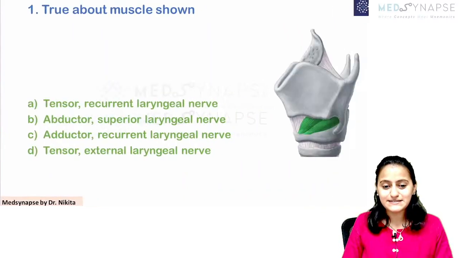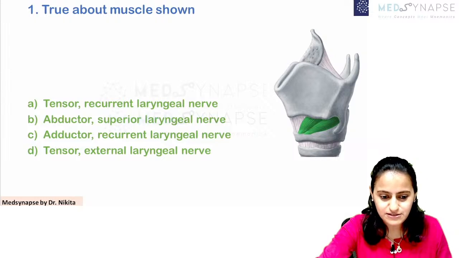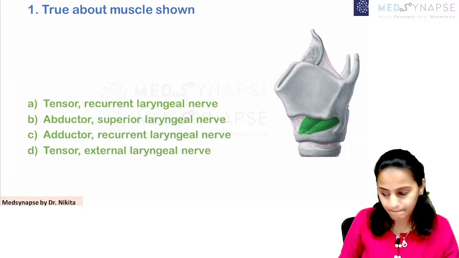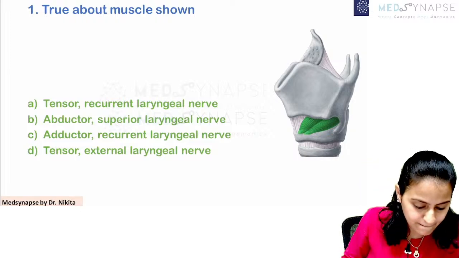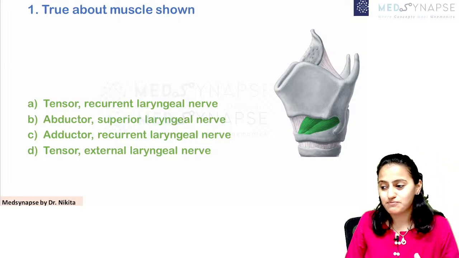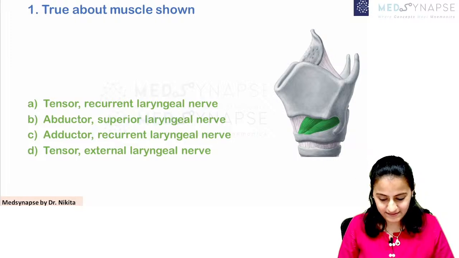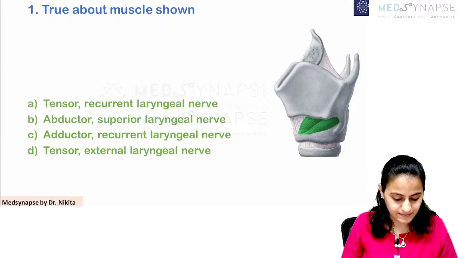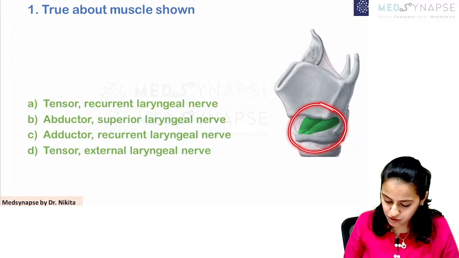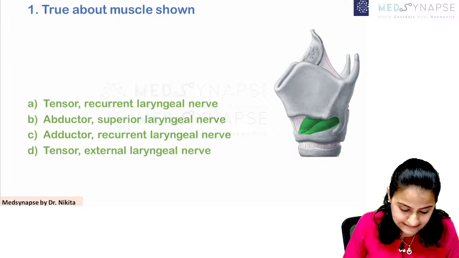And this is your first question here. What is true about the muscle shown here? Yeah, this is very, very important for FMGE also. So look at the muscle which is shown here. What is its action and what is its nerve supply?